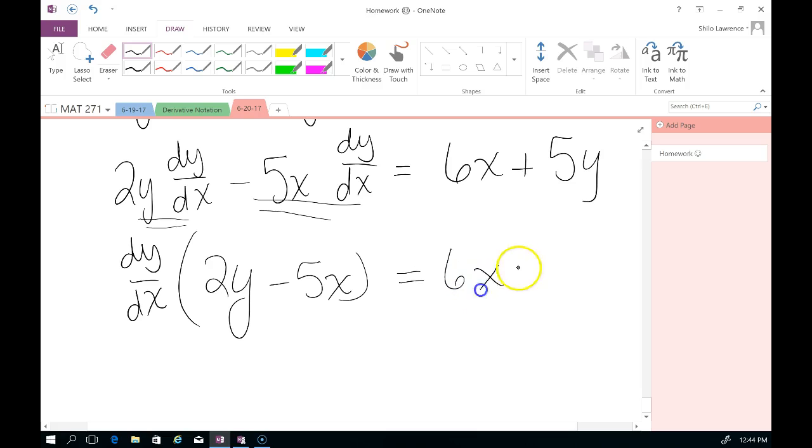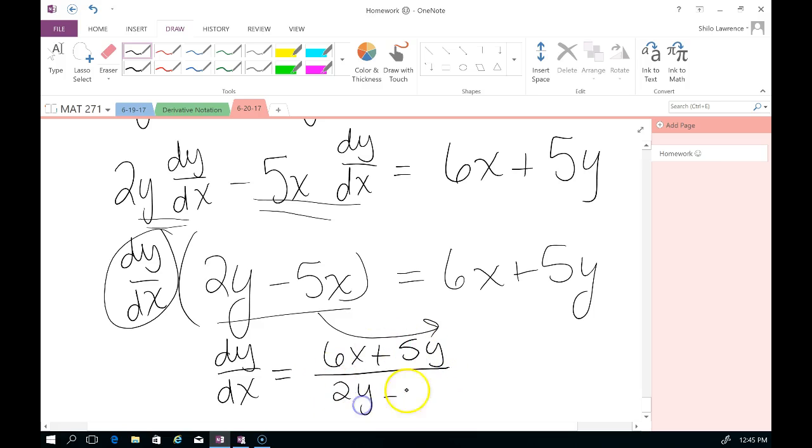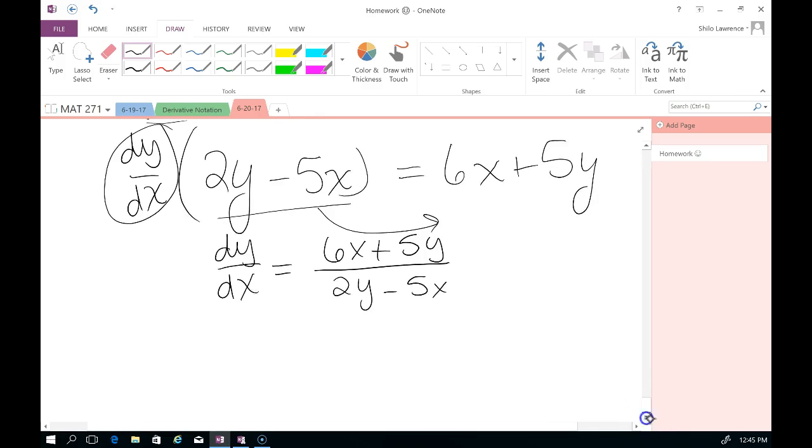And then the last thing we need to do, because remember our goal here is to solve for dy dx. We want this guy all by himself, and they are combined with multiplication now that we've factored. We just need to divide the 2y minus 5x over to the right. So we'll get dy dx equals 6x plus 5y divided by 2y minus 5x.